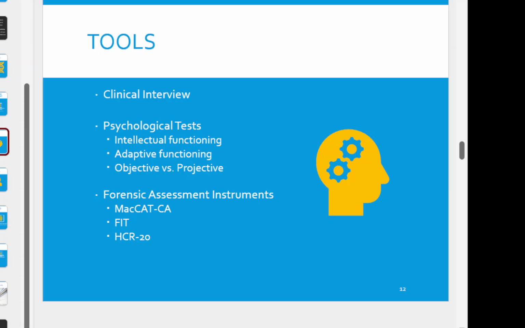So lastly, here you can see the area for forensic assessment instruments. You're going to have individual videos to watch on the MacArthur Competence Assessment Tool, on the FIT, the Fitness Interview Test, as well as the HCR-20. So I just listed them here, but we're not going to go into detail about those here today.